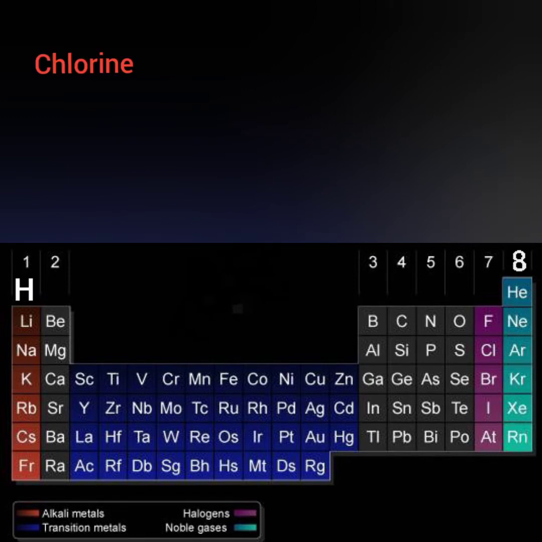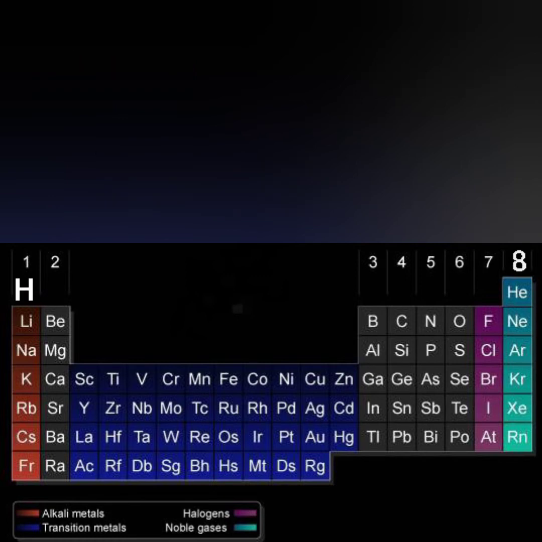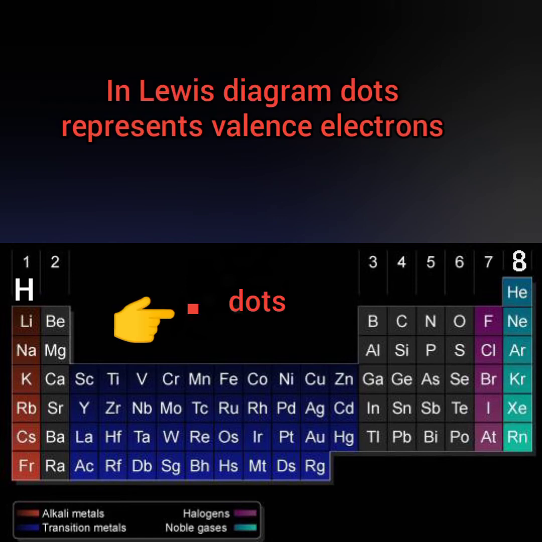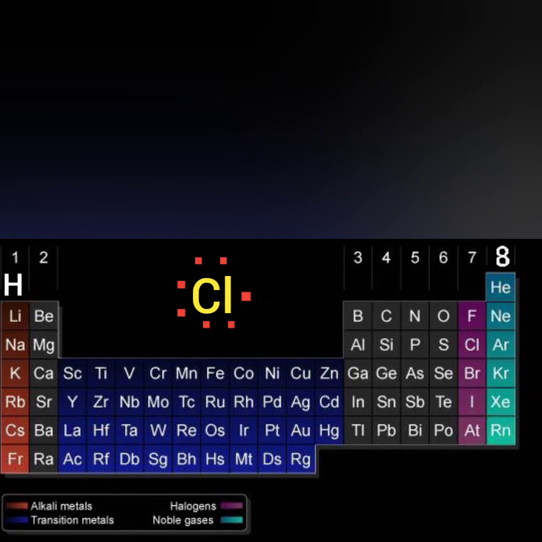Here we take chlorine, its symbol is Cl. See the 7th column, which tells us chlorine has 7 valence electrons. Knowing the number of valence electrons in an element is critical. In a Lewis diagram, we use dots to represent valence electrons. So the Lewis diagram of chlorine is the symbol Cl with 7 dots around it.